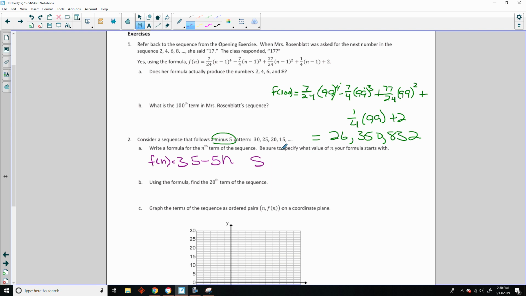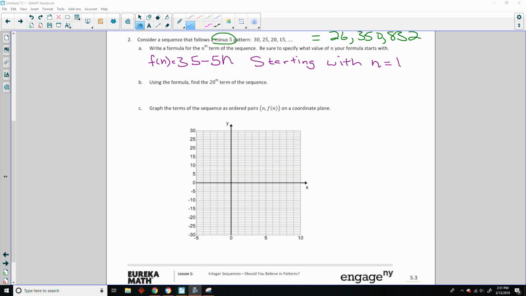Be sure to specify what value n your formula starts with. Starting with our first term, so we're going to call it n equals 1. Okay, finding the formula is the trickiest part, but now it says to find the 20th term. So that'd be f of 20 equals 35 minus 5 times 20, which is 35 minus 100, which is negative 65.